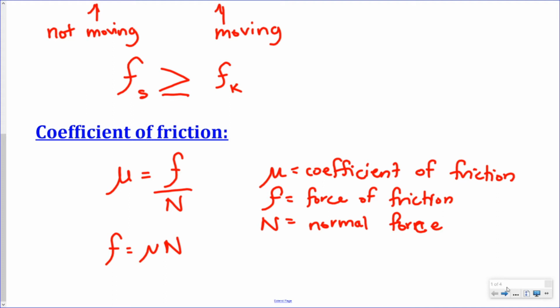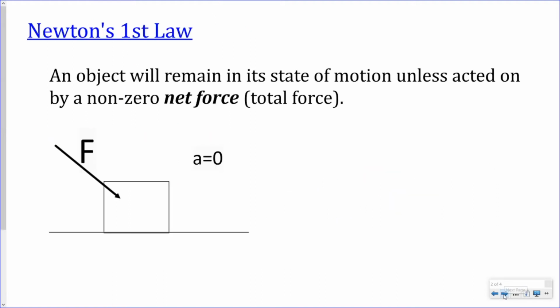I know you think that's really fun. So we're going to use that fun formula in a couple situations. Okay, so Newton's first law, and friction is going to be very important for this.